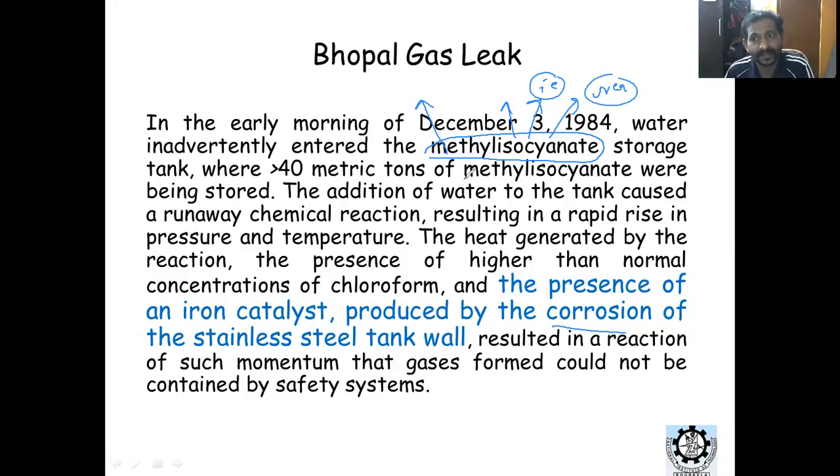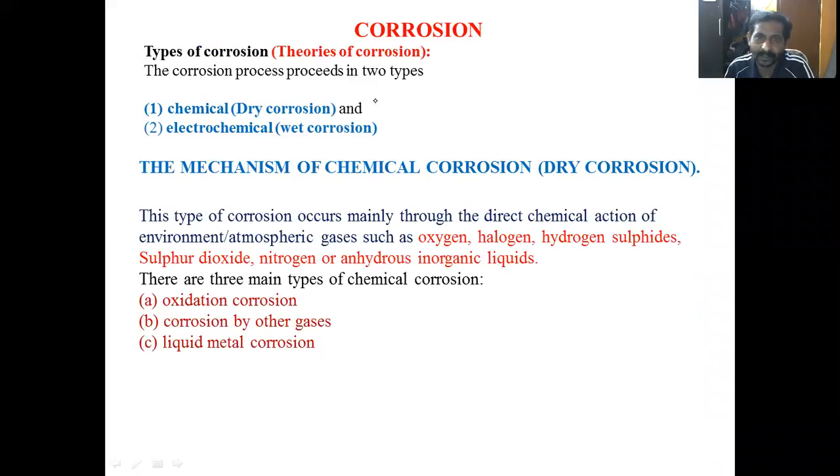Whatever is related to corrosion. Okay, coming to another one. We go to the topic of chemical corrosion. Mainly there are two types of corrosion theories that will be explained. First is chemical corrosion or dry corrosion. Second one is electrochemical corrosion or wet corrosion.